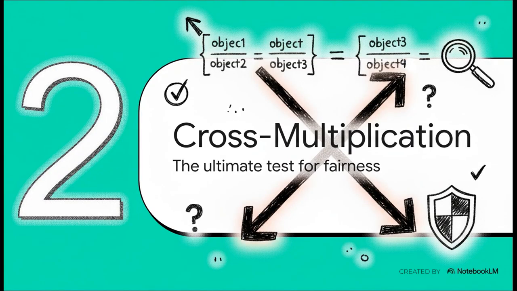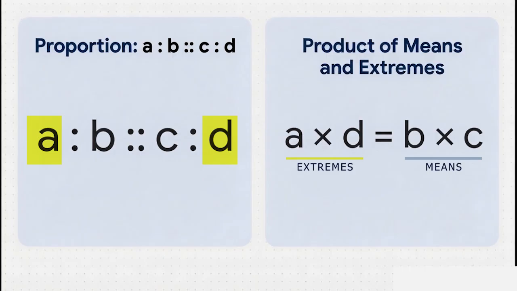Okay, but what if you're looking at two ratios and you're not quite sure if they're fair? Well, for that you have a superpower, and it's called the cross multiplication check. This is like the ultimate test to see if something is truly in proportion. Before we use a superpower, we just need to know two little words. In a proportion, the two numbers on the very outside, A and D, are called the extremes. And the two on the inside, B and C, are the means. It's easy to remember. Extremes are on the outside, means are in the middle.